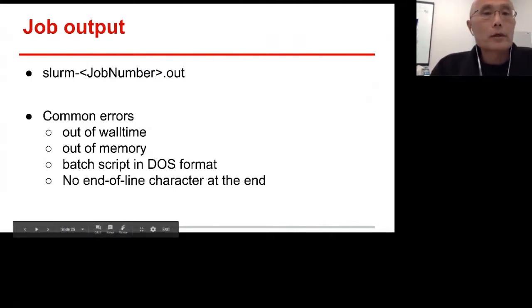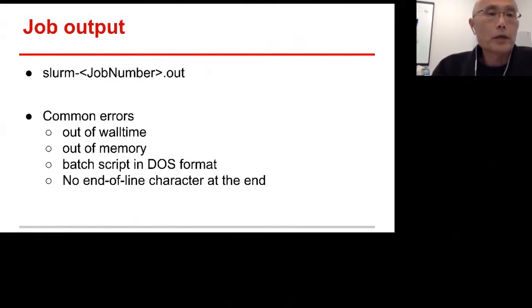So once it runs, you should get an output file called slurm-the job number.out, and it should contain the same output as you had when you were running interactively, which is just the output of the Hello World program. Some of the common reasons why a job might fail are that it ran out of time or it ran out of memory.